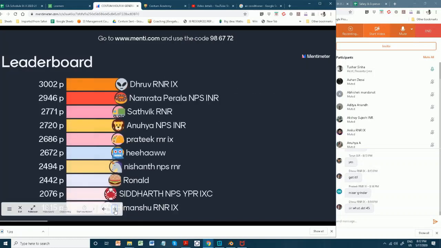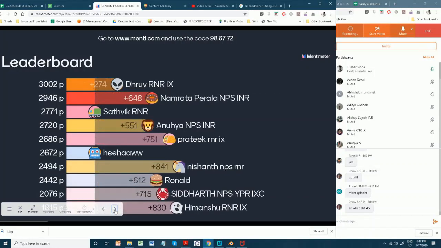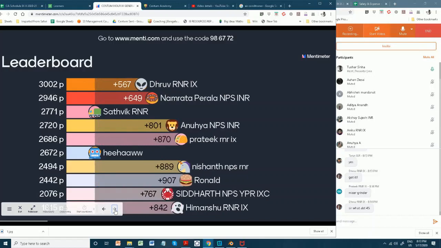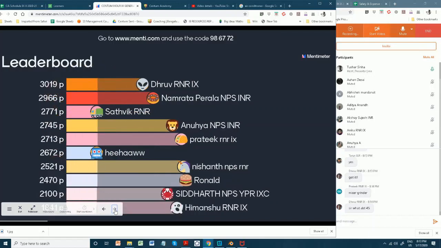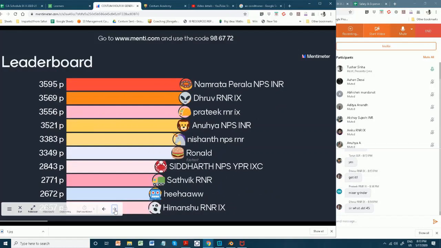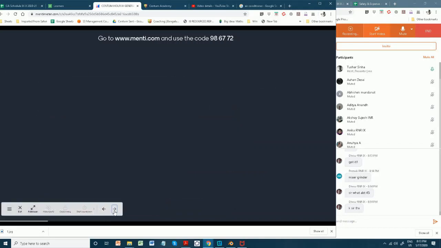What about 45? In our household, we don't have any connection which can draw 45. Forget about it, 15 is too much. Usual amperage is around 10, 11 amps, 12 amps maximum. 45 is way too high for a household. Cool. So the people in rank one position: Dhruv, Pratik, Anuja, Nishant, Ronald. Ronald is from where? I don't know. Siddharth and Satvik and Himanshu. Next.